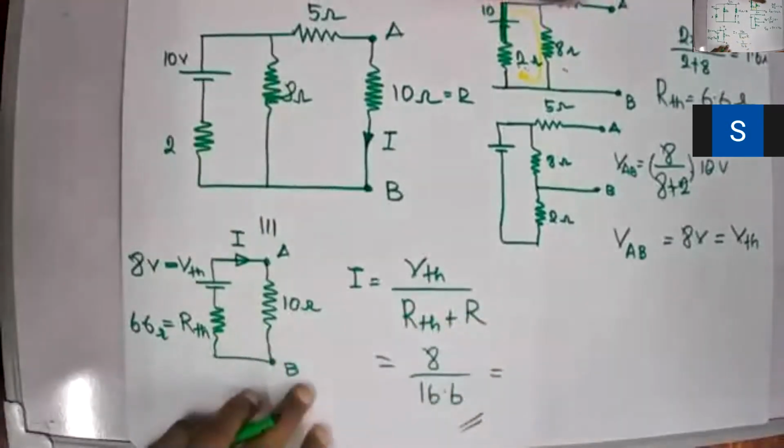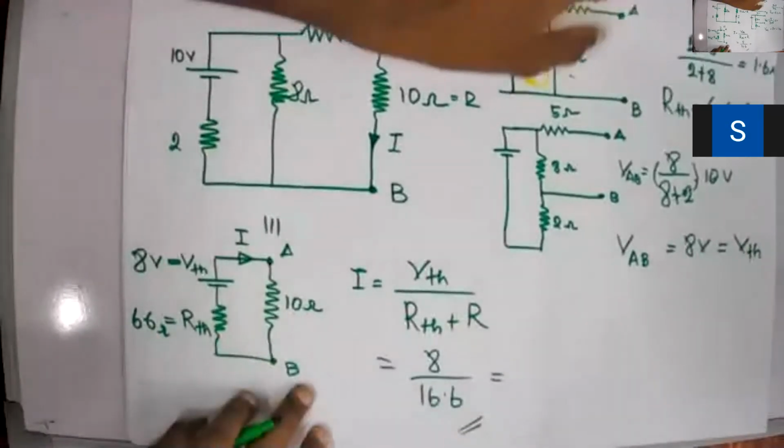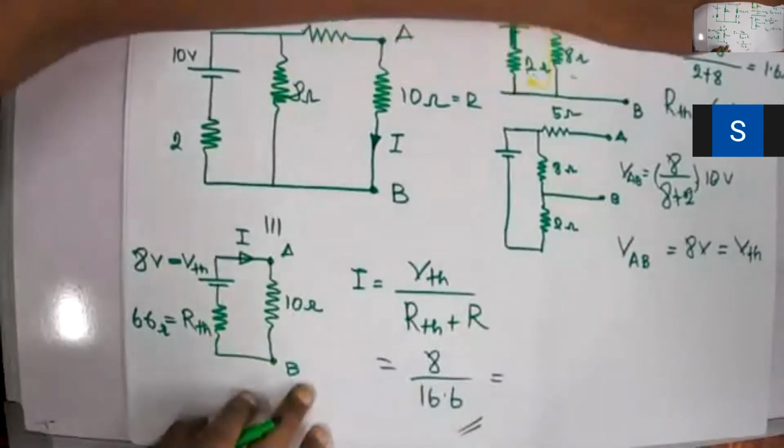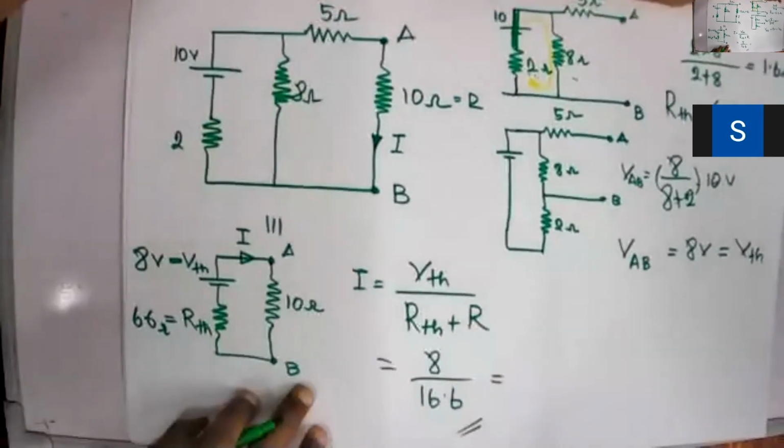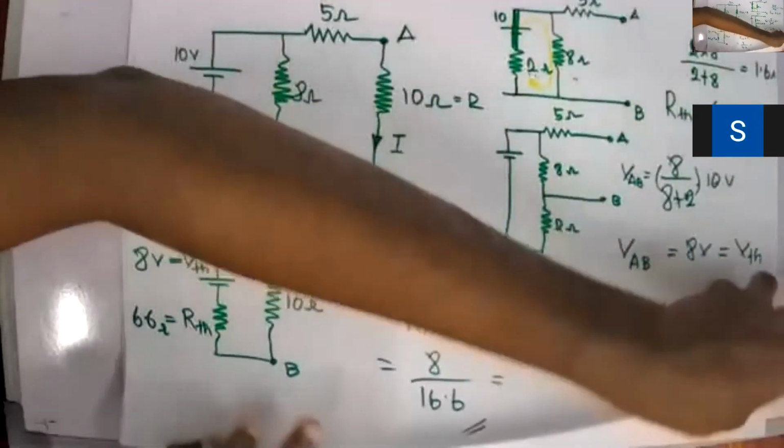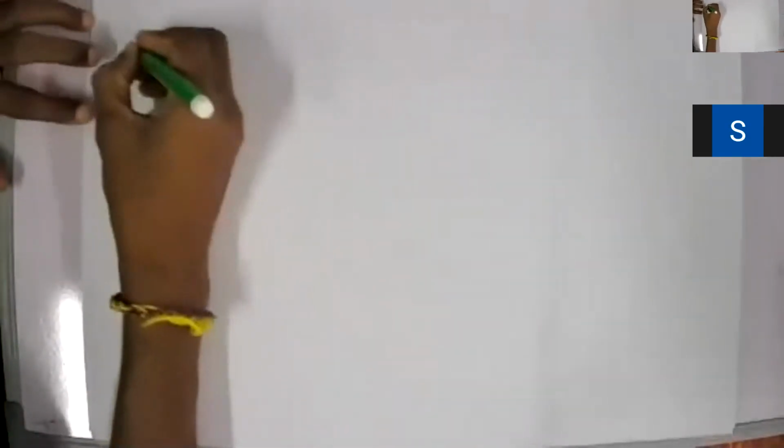Now I'll give you another practice question. What you have to do is tell me what VTH and RTH are. I'll draw the circuit. You guys be ready with pen and paper and try to solve it. Okay, I'll give you the question.